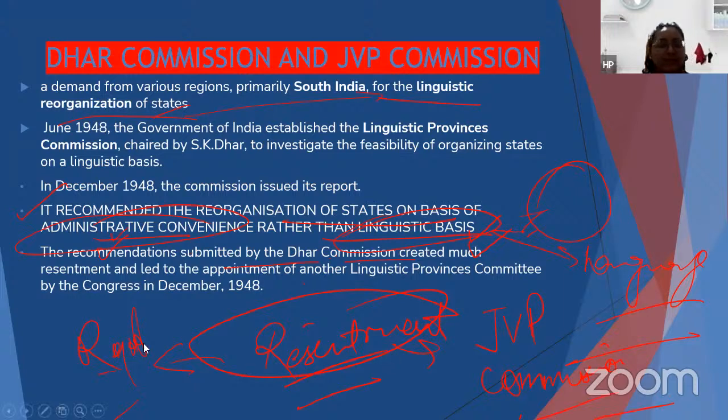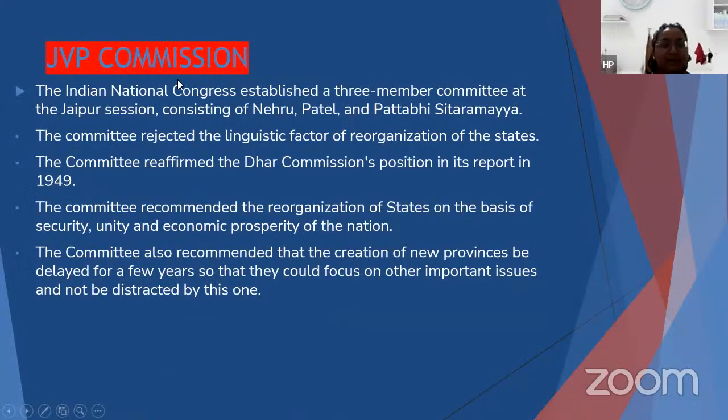Another linguistic province committee was formed in December 1948, which is known as the JVP Commission. Now, what was the JVP Commission? It was a 3-member committee. Okay, now all the names are in this word. J for Jawaharlal Nehru, V for Vallabhbhai Patel, and P for Pattabhi Sitaramayya.